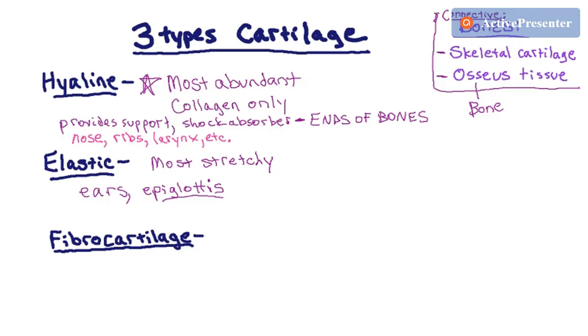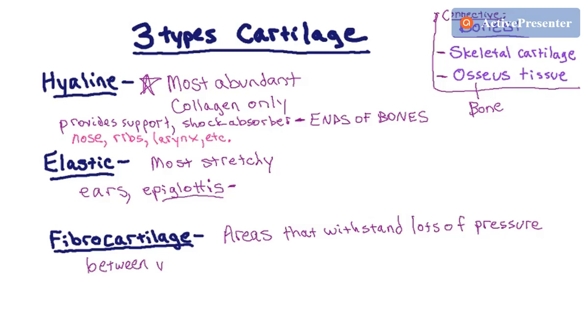So the epiglottis is this little flap that keeps the food going where the food's supposed to go, and the air you breathe going where the air is supposed to go in your throat. And then fibrocartilage, finally, is for areas that need to withstand extreme amounts of pressure. Examples of that would be between each individual vertebra. You definitely would not want to be walking around with no cushioning, no fibrocartilage between each one of your vertebrae, because that would hurt.